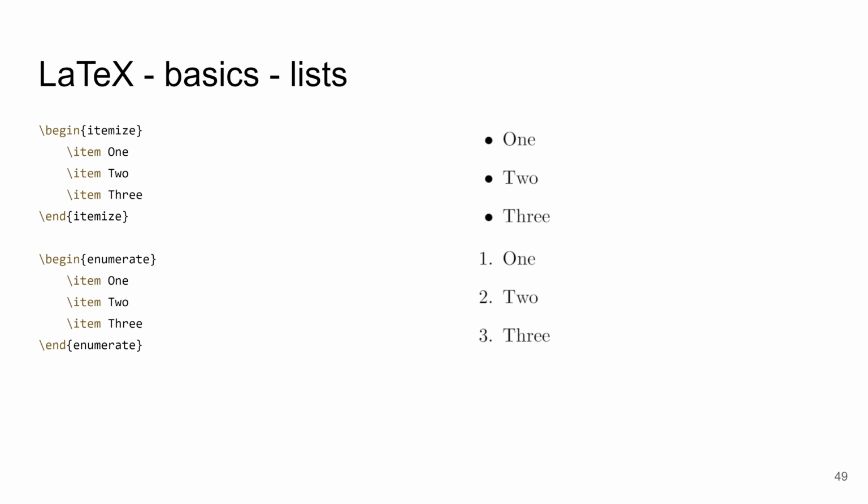Now, lists in LaTeX are implemented as environments. So you have the itemize environment for unordered lists and enumerate environment for ordered lists. In both environments, you use the item command to start a new item. And that's it, quite simple.